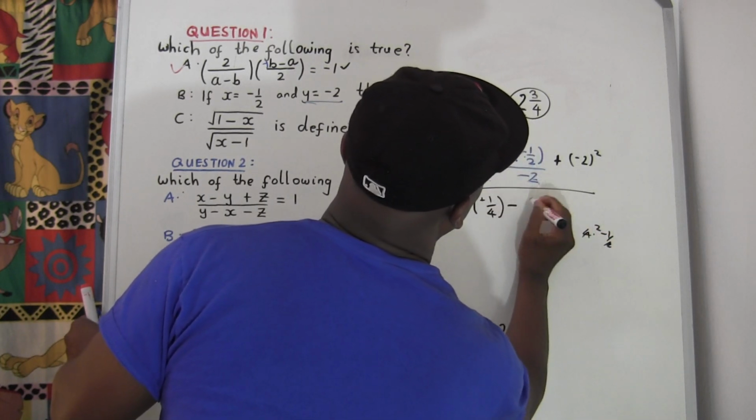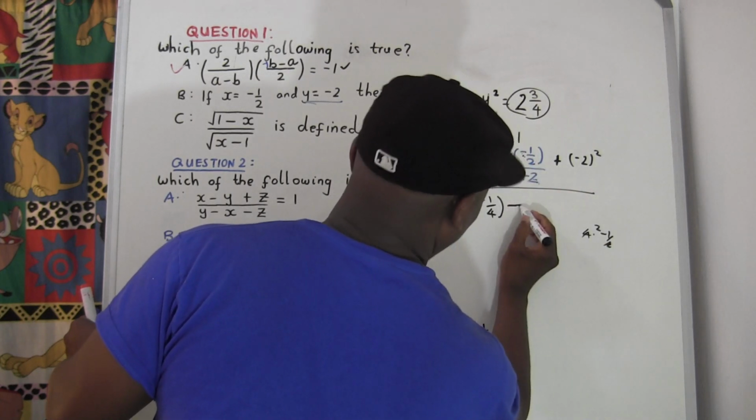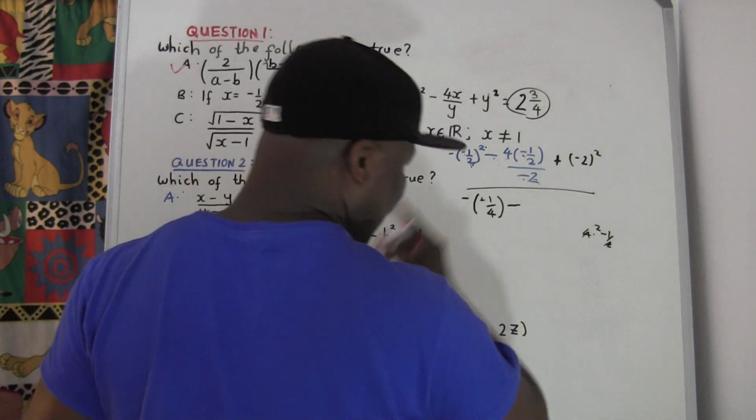Oh, but negative negative is positive. Look, negative and negative is positive, divided by negative is negative. It could be negative still. You know what I'm saying? So just take the number only.